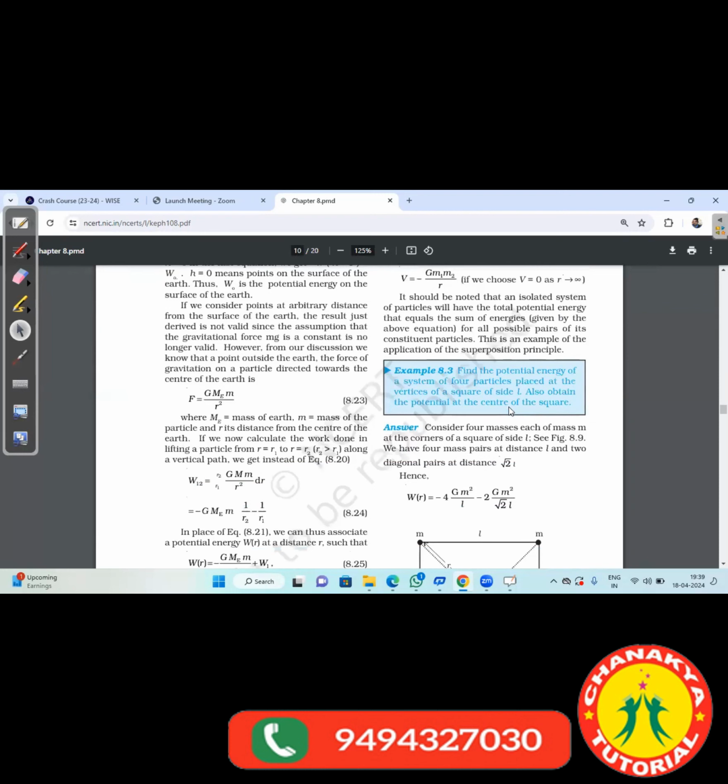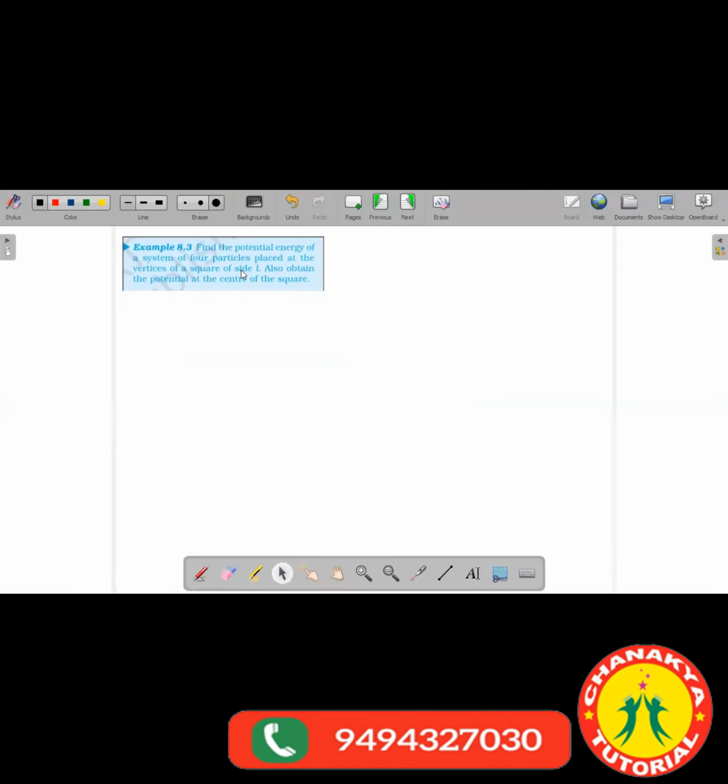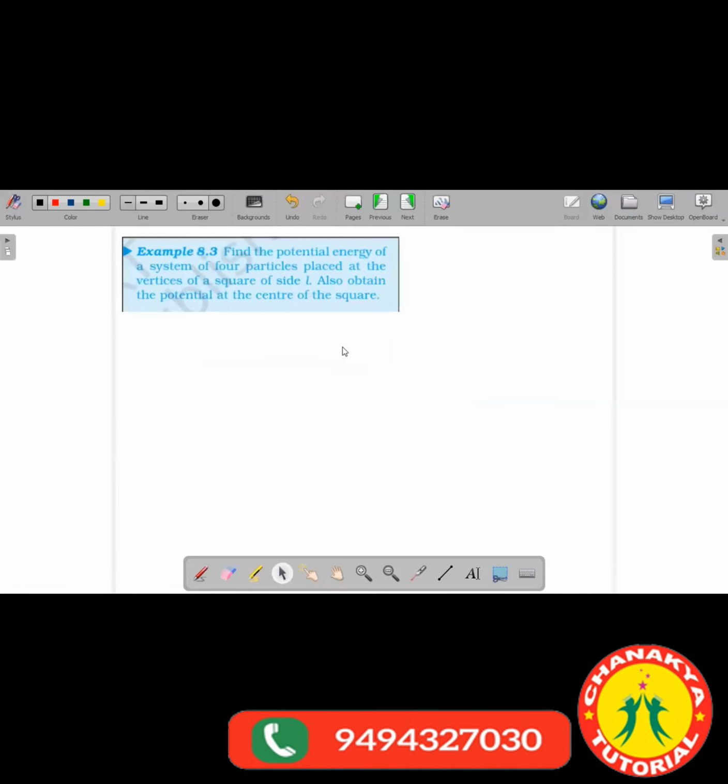Okay, let's see. This one I want to discuss with you. Example 8.3. This is a pretty good example clearing all your concepts. You have to find the potential energy of a system of four particles placed at the vertices of a square of side L. Also obtain the potential at the center of the square.